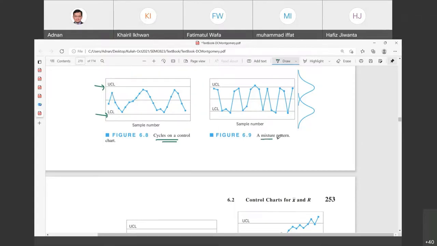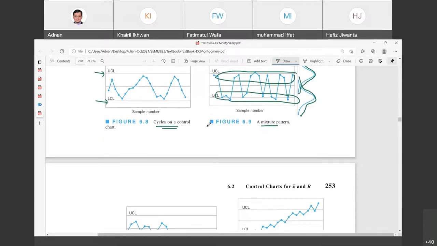Or maybe mixture is when you have, for example, two materials coming from two different suppliers. One supplier producing this, another supplier producing this, so you may get a mixture pattern. Okay, this is showing the mixture of this part, and this is also a mixture of this part. Interpretation of this process variation is very useful because we want to make corrections. If we get the right root cause, then we can solve the problem. If we wrongly interpret, we cannot solve the problem.